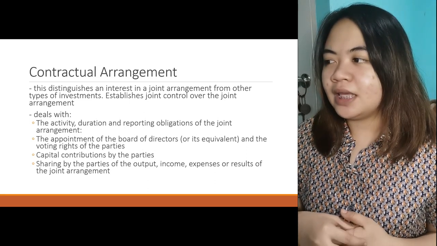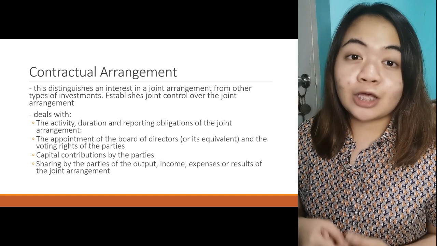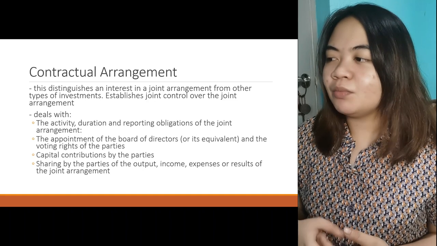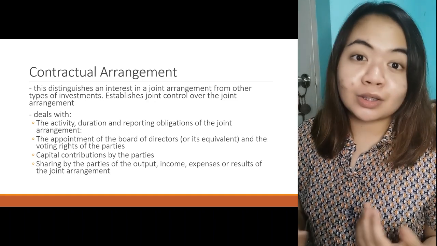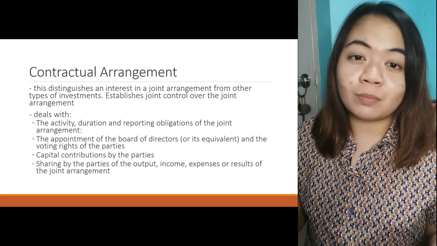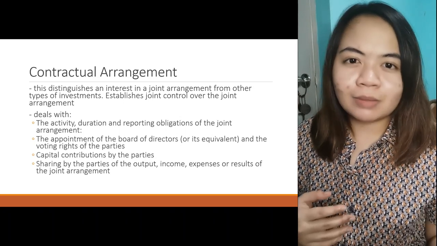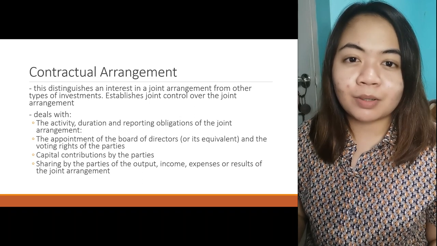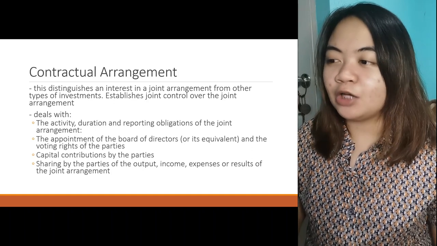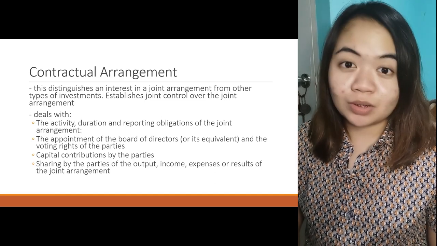Then we have the appointment of the board of directors or its equivalent and the voting rights of the parties. So, how do they appoint in this joint venture or joint arrangement? And then we have capital contributions by the parties. What is the requirement? If SM enters a joint venture or joint operation with Robinsons, how is the sharing? How are the capital contributions? Is it cash, property, plant and equipment, or inventory that they will contribute? Then the sharing by the parties of the output, income, expenses, or results of the joint arrangement. All of it is written in the contractual arrangement.